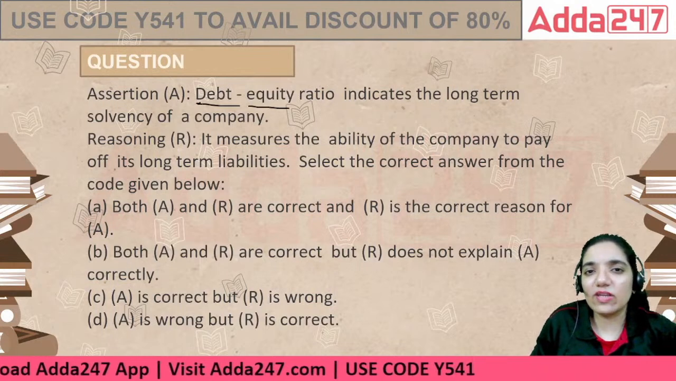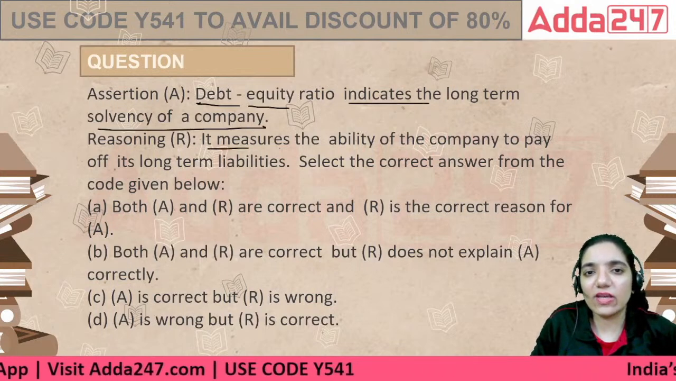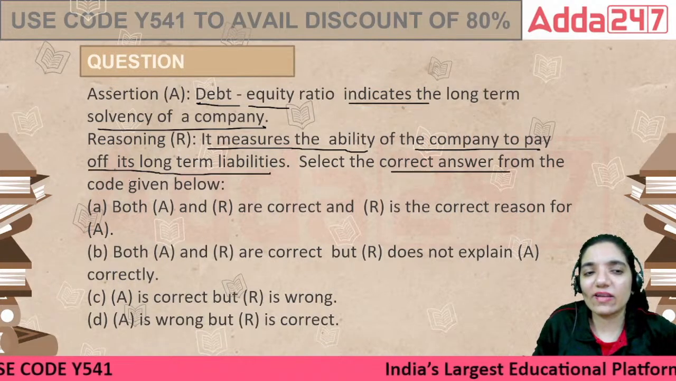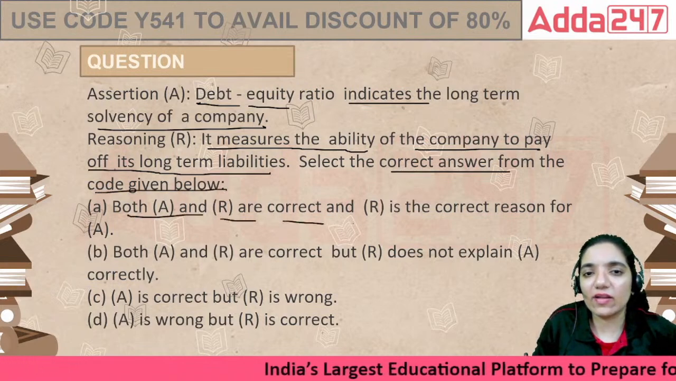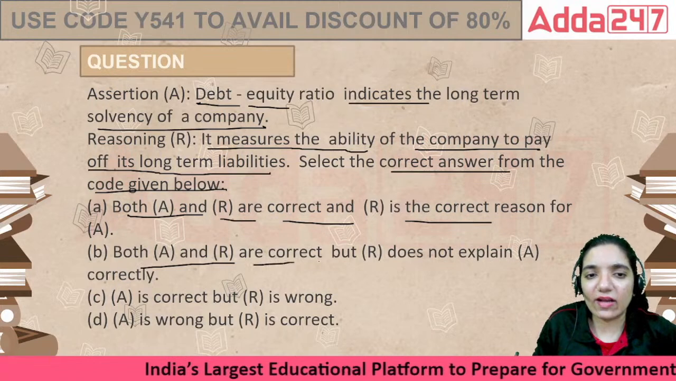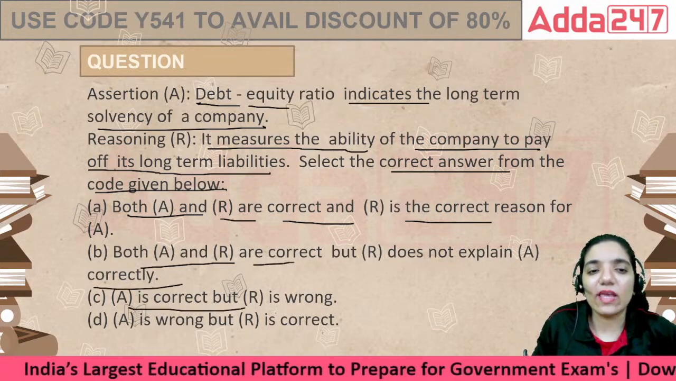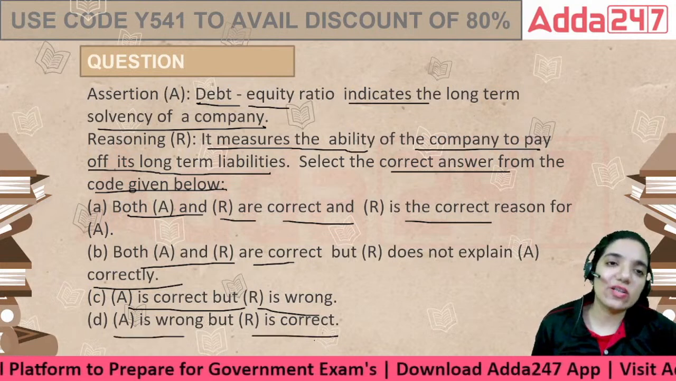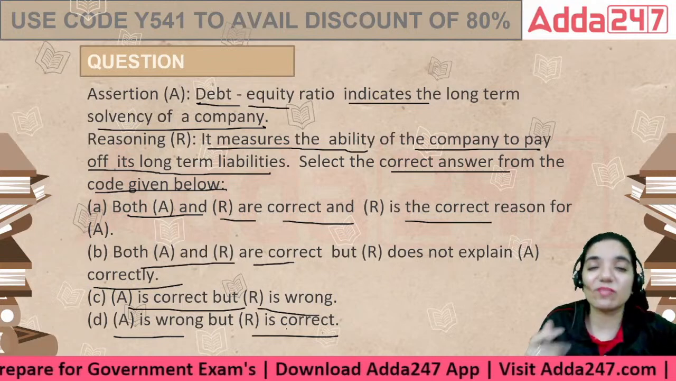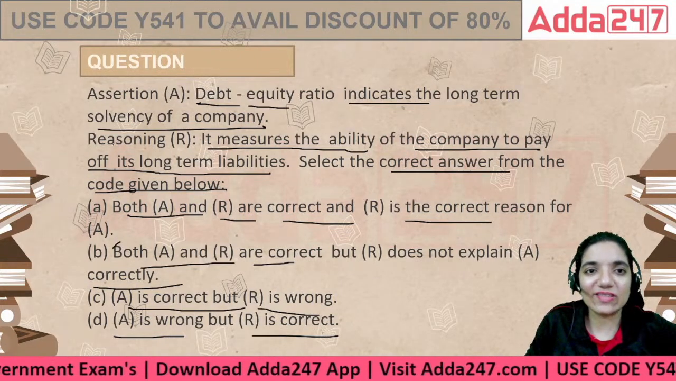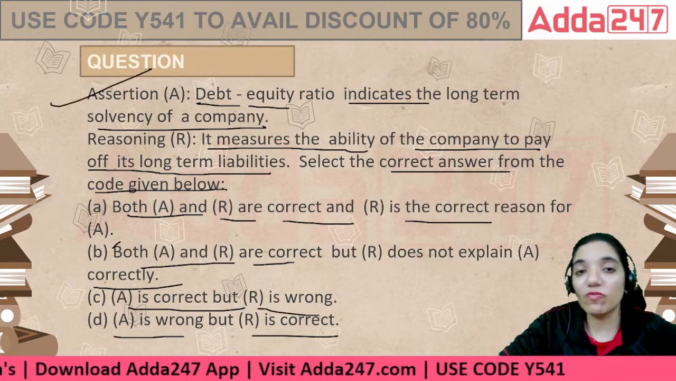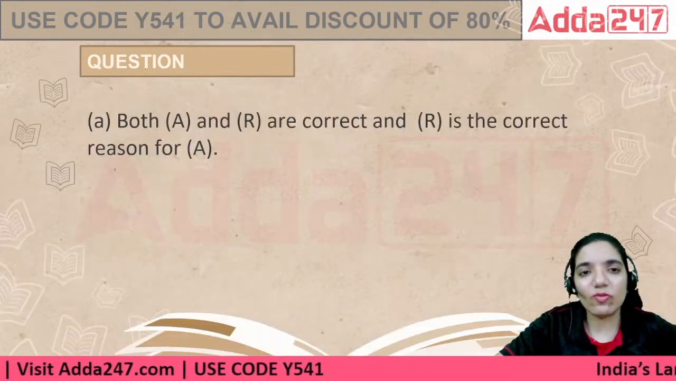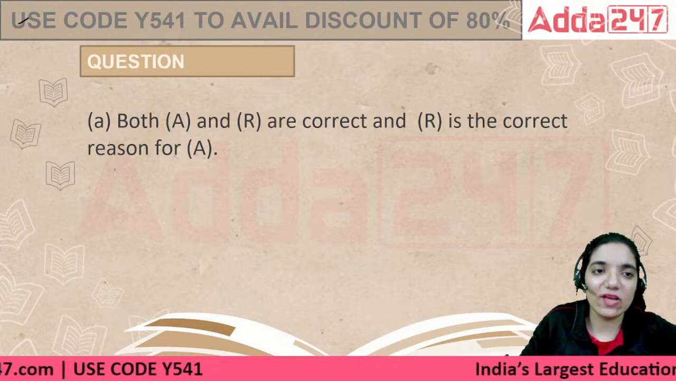The question says debt equity ratio indicates the long-term solvency of the company. It measures the ability of the company to pay off its long-term liabilities. Select the correct answer from the following code. Both A and R are correct, R is the reason. Both A and R are correct, but R does not explain it. Or A is correct, R is wrong, or A is wrong, but R is correct. Debt equity ratio is a long-term solvency ratio, as we talked about when we were discussing the ratio area. This is correct. It is basically long-term solvency, whether I can pay you off over a period of time or not. It measures the ability of the company to pay long-term liability. That is also correct. So basically both of these are correct, and this is the correct explanation for the point as well.